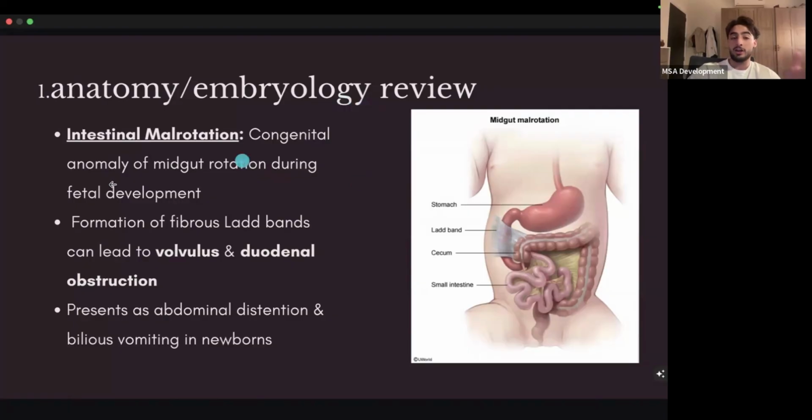Okay, so again, just know that the intestinal malrotation is something that could happen. It's a congenital anomaly of midgut rotation during the fetal development. You have formation of these fibrous LAD bands that can lead to volvulus and or duodenal obstruction. All right, volvulus is something that maybe you'll learn in more detail in your upcoming PAL session, inshallah.